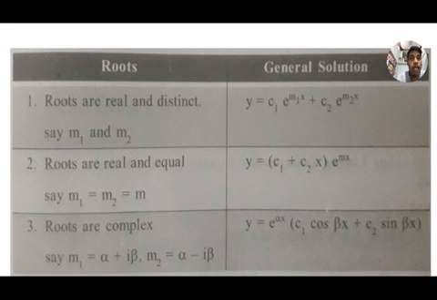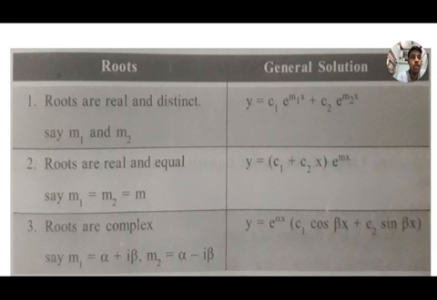If the two roots are real and distinct, then the general solution is y equal to c1 into e to the power of m1x plus c2 into e to the power of m2x. Second case, roots are real and equal, that is m1 equal to m2 equal to m, then the general solution is y equal to (c1 plus c2x) e to the power of mx. Third, if roots are complex numbers, then y equal to e to the power of alpha x into (c1 cos beta x plus c2 sin beta x).